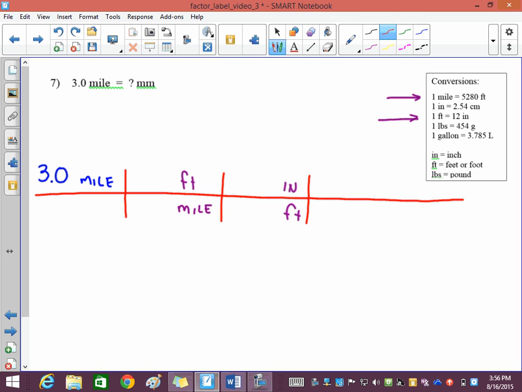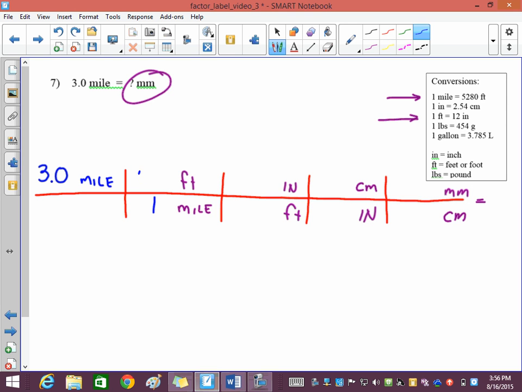So we're going to move inches down. Whoops, sorry, wrong color. Inches down. And we've got to go to centimeters. And since we're going to millimeters, we only have one more step, which is nice. So centimeters will move diagonally, and we'll put millimeters right there. And then we have our unit that we're looking for. So we've got our units all set up. So let's plug in some numbers.